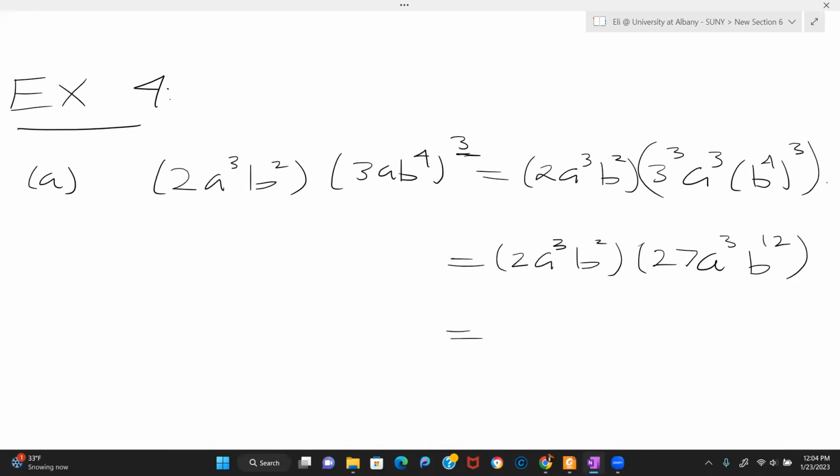And now we use the commutative property to move things around. So you have this 2 and this 27, you multiply those to get 54. You have this a to the third and a to the third. So what do you do? You add the exponents. So it's going to be a to the sixth. And then you have b to the second power and then b to the 12th power. When you multiply those two, you add the exponents. So you get b to the 14th.